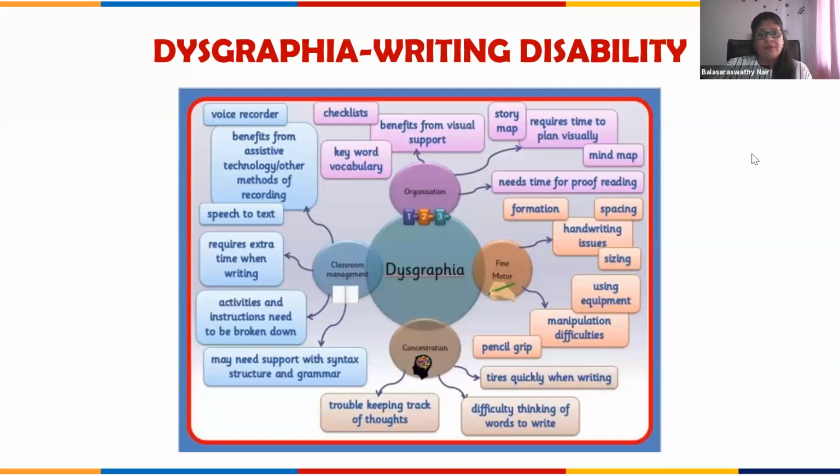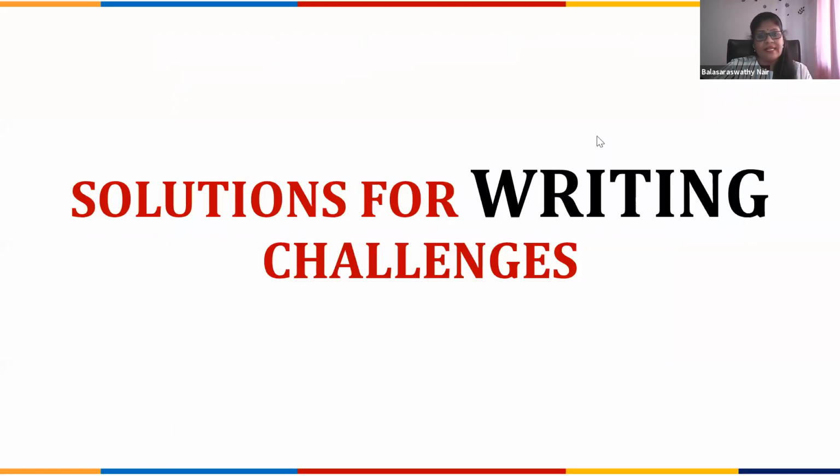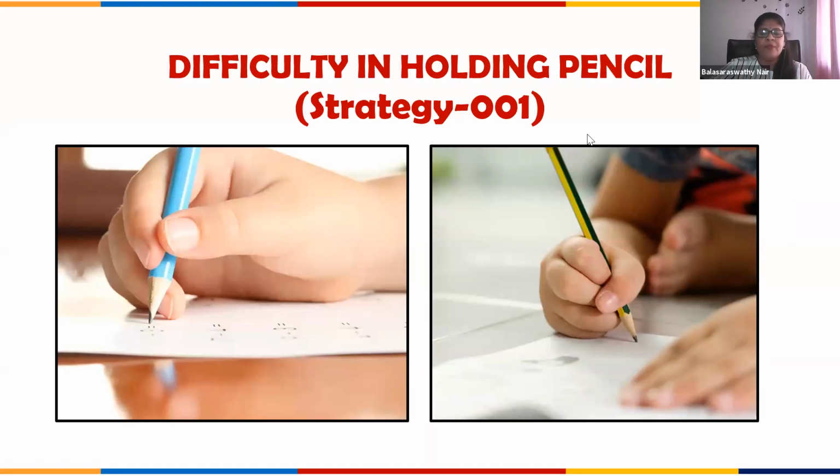One disability might be very strongly noticed in the child. One might be dominant, but there's a possibility that they can have 2 or 4, with one of them being dominant. So let's go to the writing disability. What are the challenges? What are the solutions for writing disability?